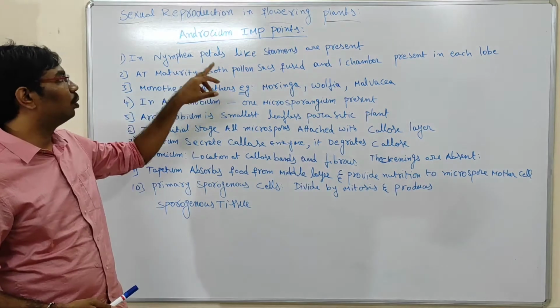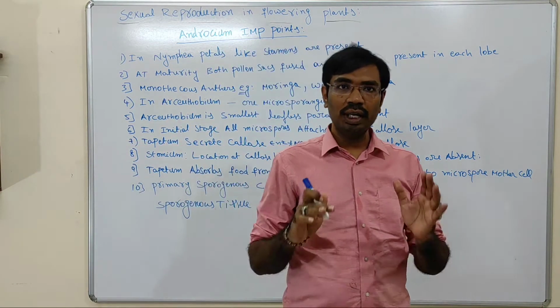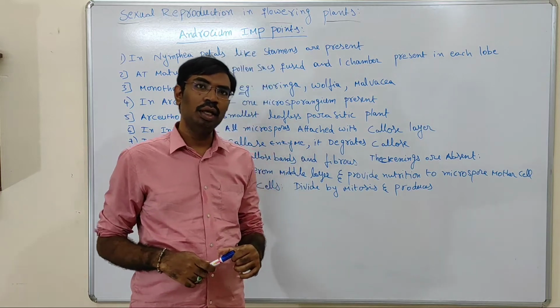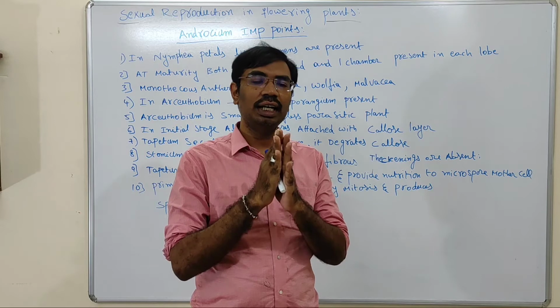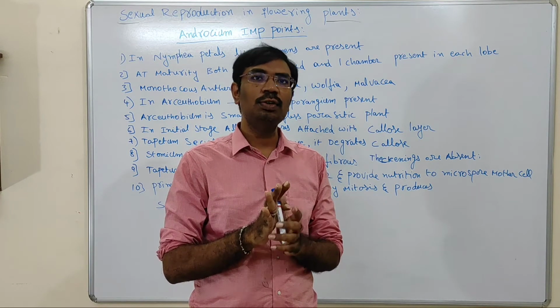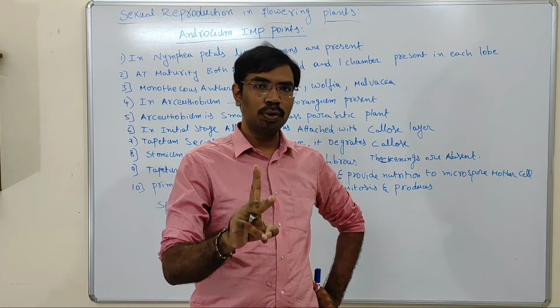Generally, how many pollen sacs are present in one anther lobe? One anther lobe contains two pollen sacs. But at maturity, the two pollen sacs fuse together and it contains a single pollen sac. So a young anther contains 4 pollen sacs, but a mature anther contains 2 pollen sacs.